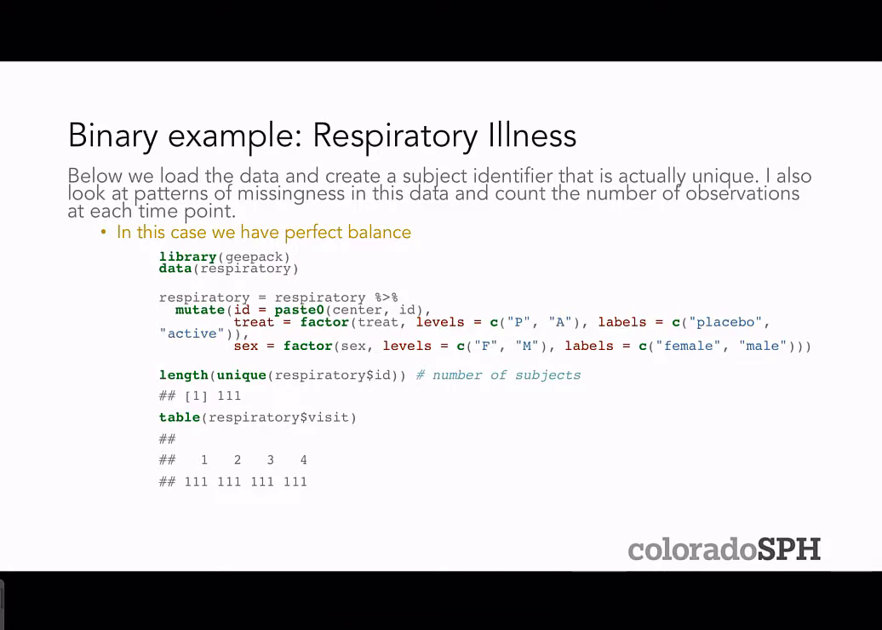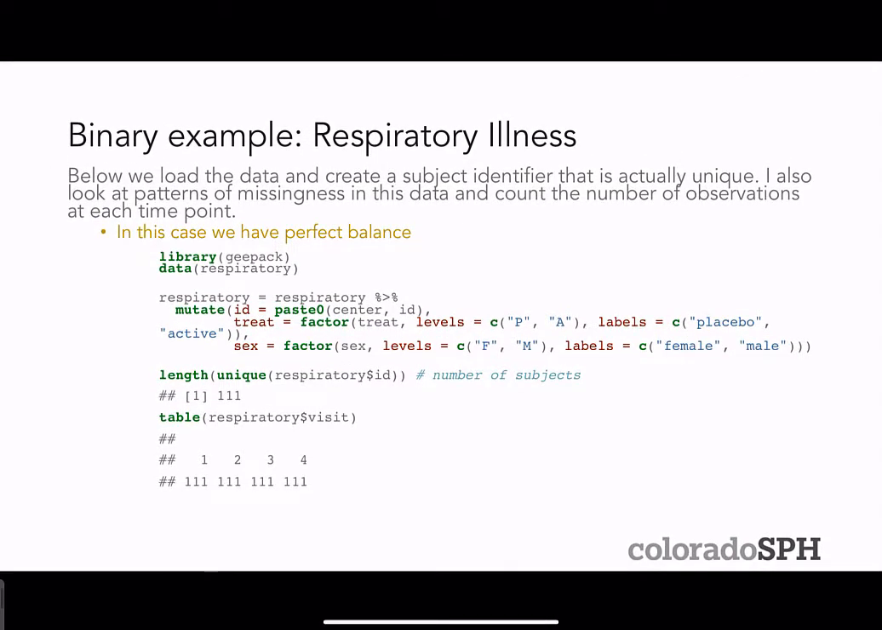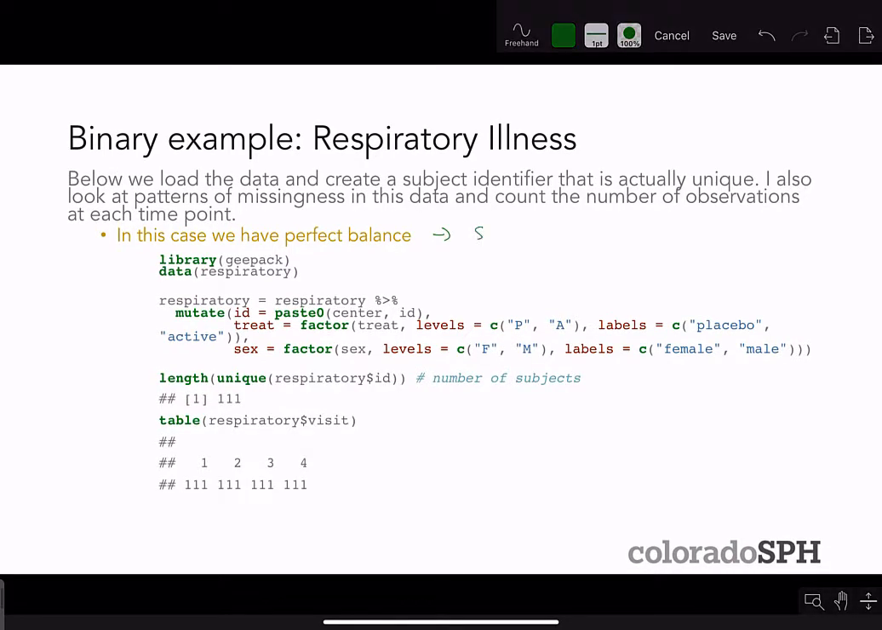Below I'm going to load the data and create a unique subject identifier. I'll also look at some patterns of missingness and count the number of observations at each time point. In this case, the data is actually perfectly balanced again, which means that the sandwich estimator is happy.